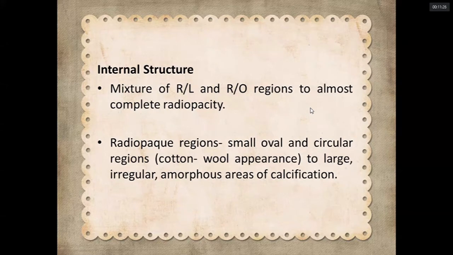And the radiopaque regions can be small oval and circular regions, giving the cotton wool appearance, to large, irregular, amorphous areas of calcification. Okay, either the radiopaque regions could be small oval and circular regions giving the cotton wool appearance, or they could be large, irregular, amorphous areas of calcification.